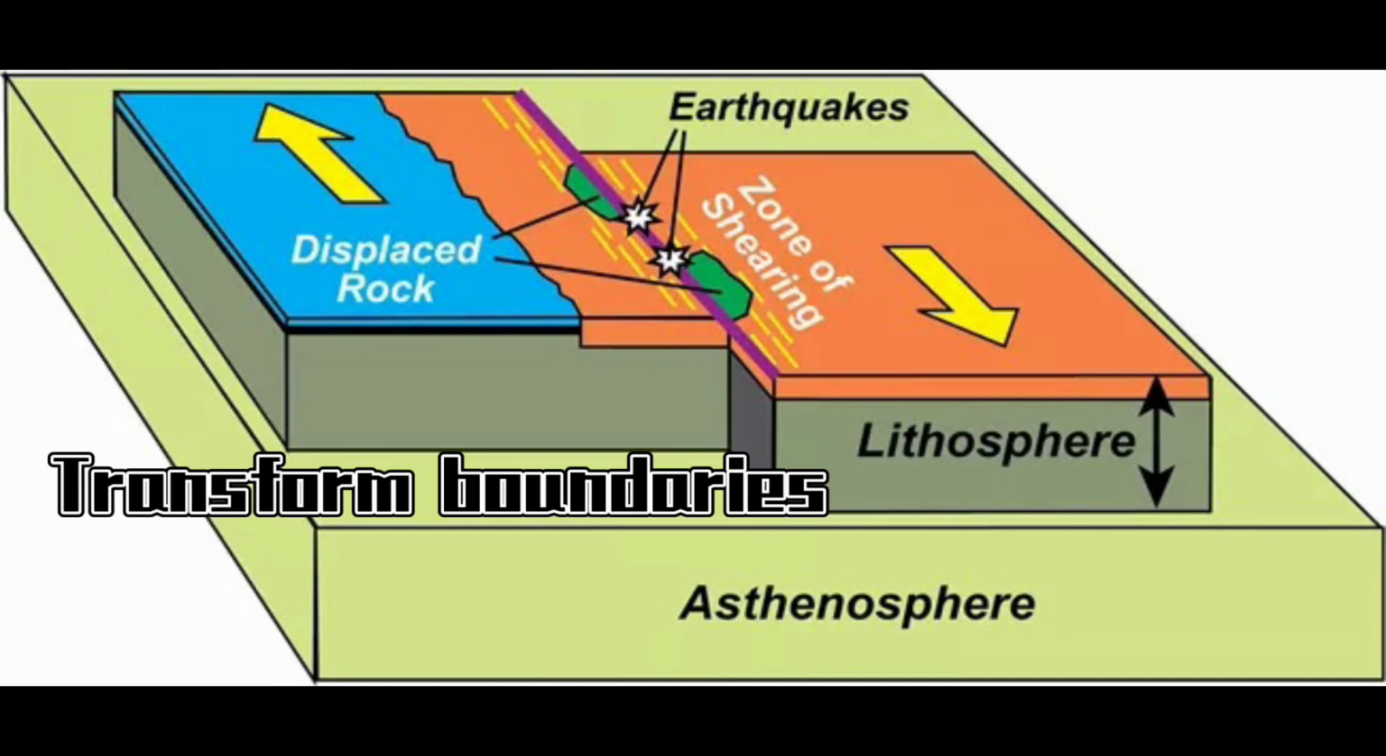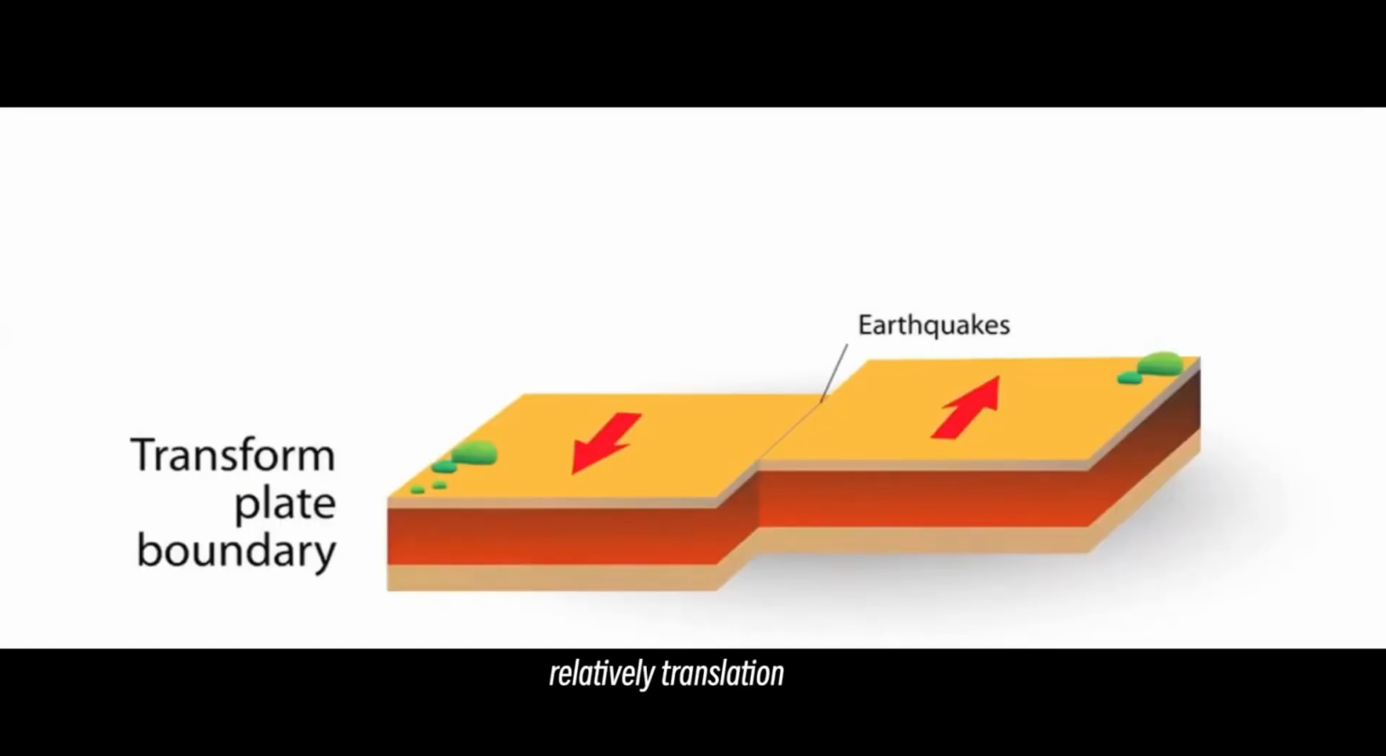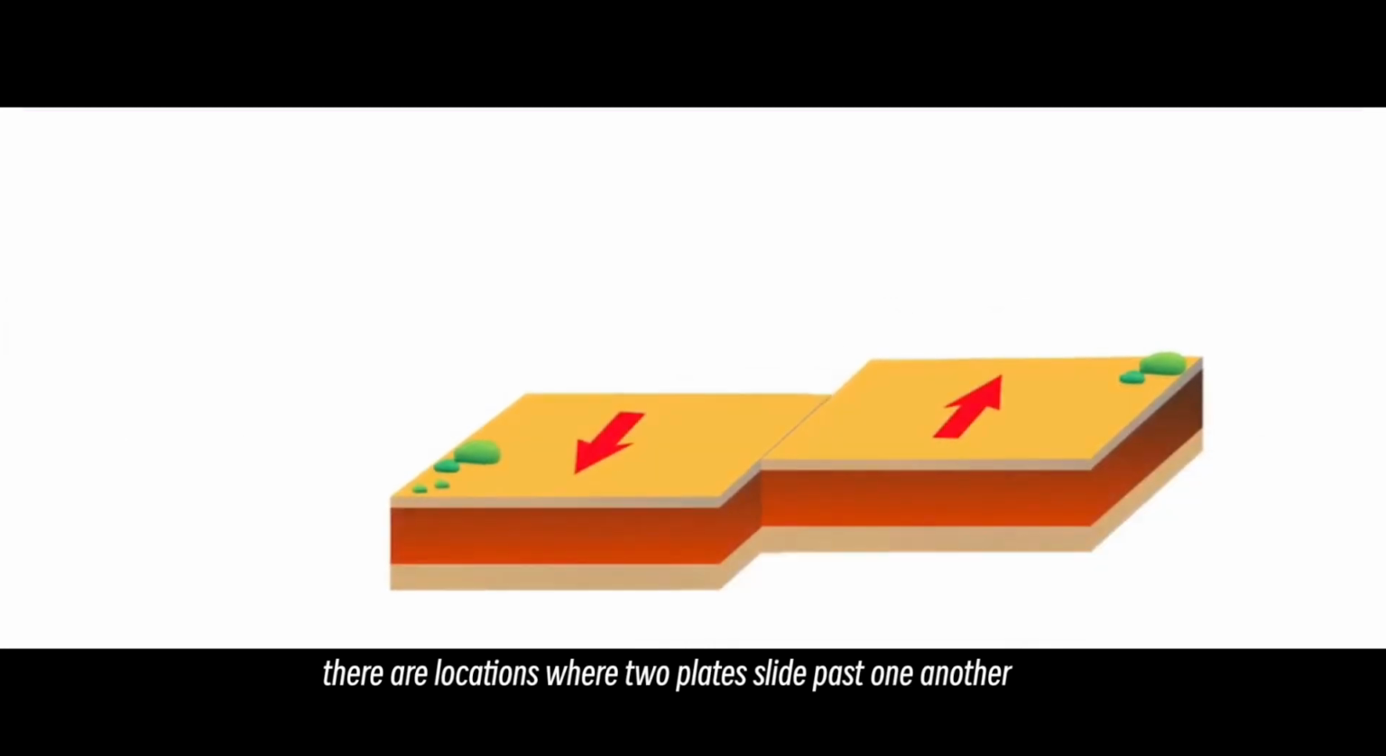Transform boundaries. So what are transform boundaries? Transform boundaries, also known as conservative margins, are boundaries where neighboring plates move in relative translation. They are locations where two plates slide past one another.